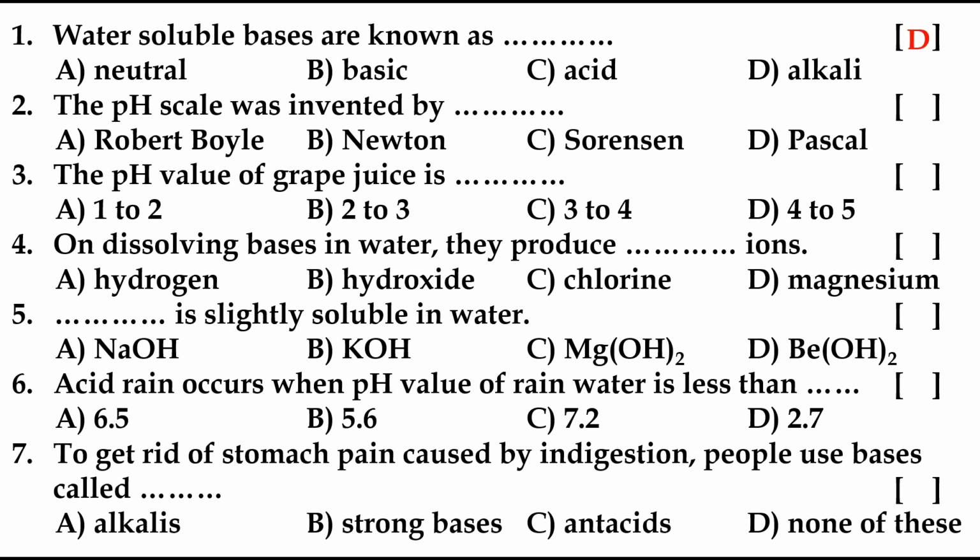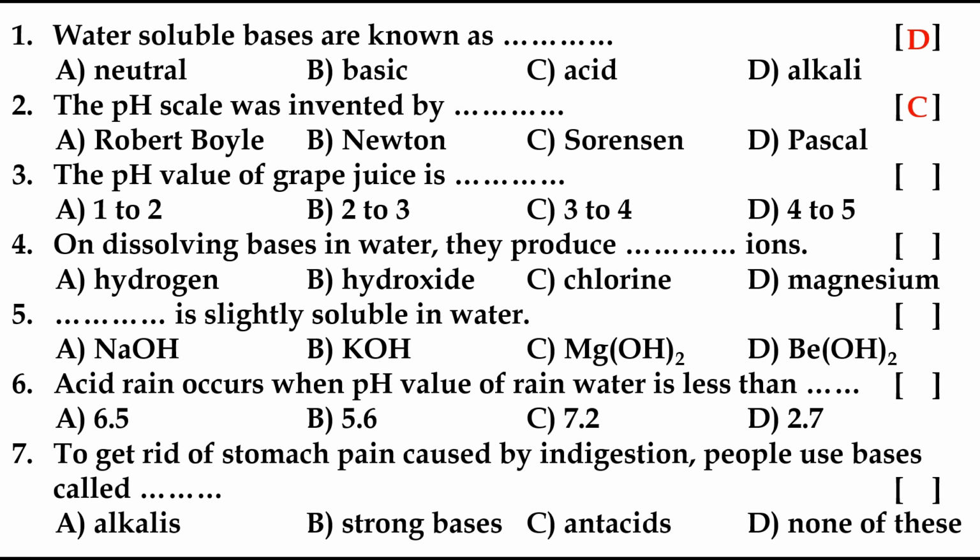The correct answer is option D, alkali. Second bit, the pH scale was invented by dash. A. Robert Boyle, B. Newton, C. Sorensen, D. Pascal. Correct answer is option C, Sorensen.